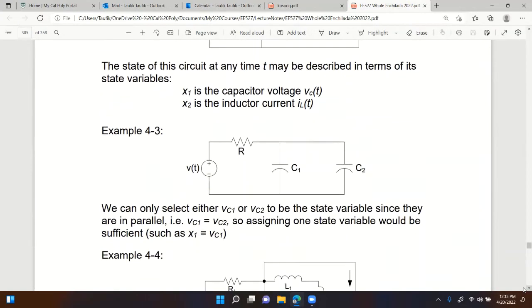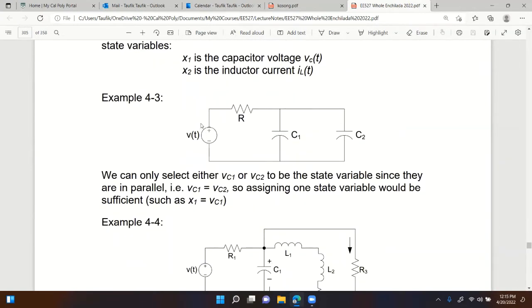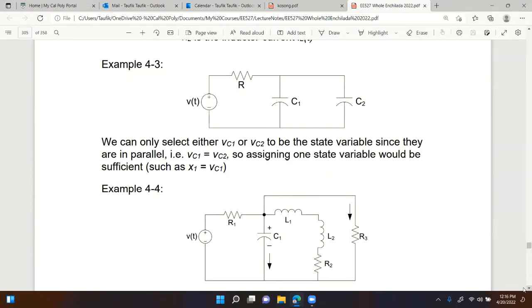The next example, you can see that I have one input. There's one independent source, which is our voltage source. And we have two capacitors that are in parallel. Because they are in parallel, therefore, VC1 is equal to VC2. In this case, I don't need to assign two state variables, right? Because they would be linearly dependent on each other, right? VC1 equals VC2. So in this case, just pick one of the two, maybe VC1 or VC2 to be your state variable. Then the other one, you can always get because it's equal, right?